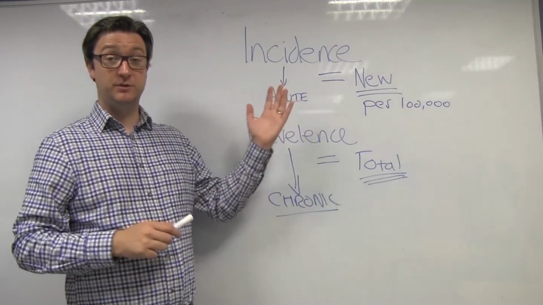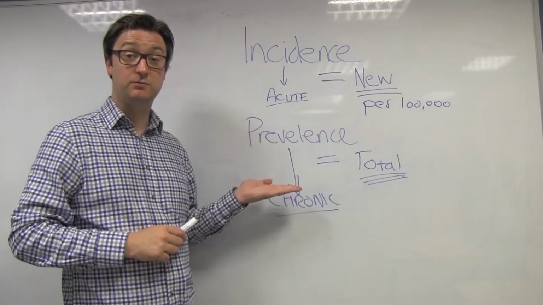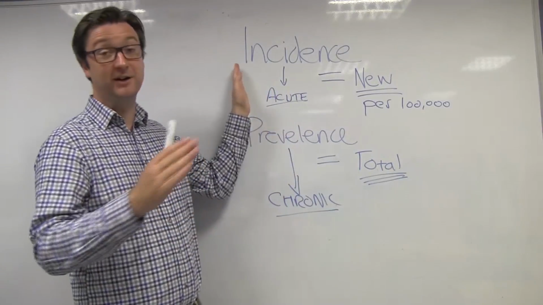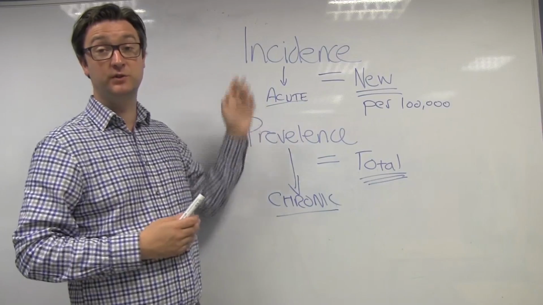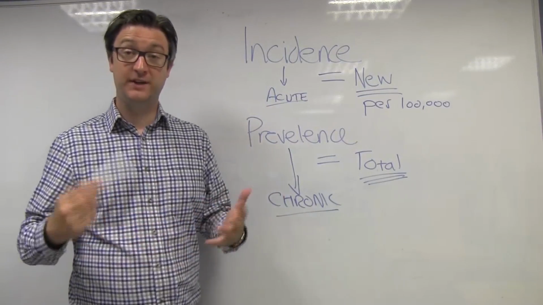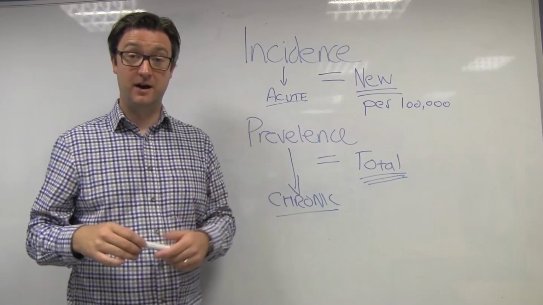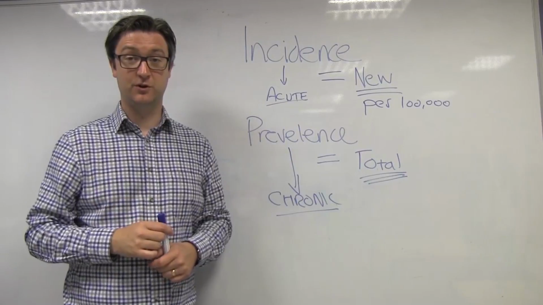So if it's acute, we would use incidence. Chronic, we would use prevalence. So for things like cancers, we would normally use prevalence. For acute conditions like a pneumothorax or myocardial infarction, those sorts of things, then it's probably more useful to use incidence. And what that does is that gives us an indication of how likely our test is going to be to pick up a particular condition, and that's what we're going to talk about now.